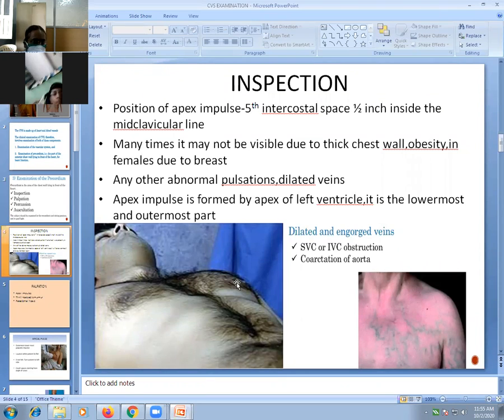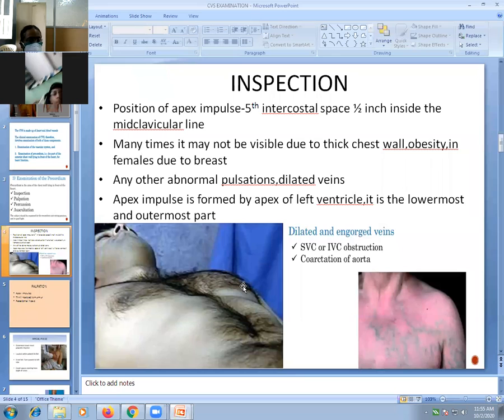If the apical impulse is visible, write down that it is visible and then its position, whether it is in the fourth, fifth, or sixth intercostal space. The normal position of the apex impulse is the fifth intercostal space, half inch inside the midclavicular line. The apical impulse is the apex of the left ventricle, the outermost, lowermost part of the left ventricle.